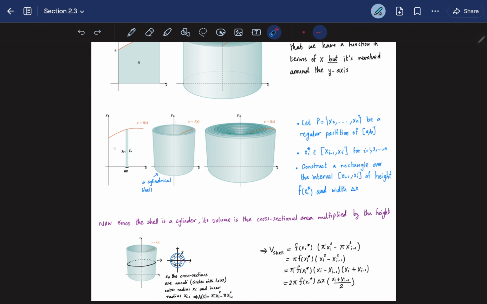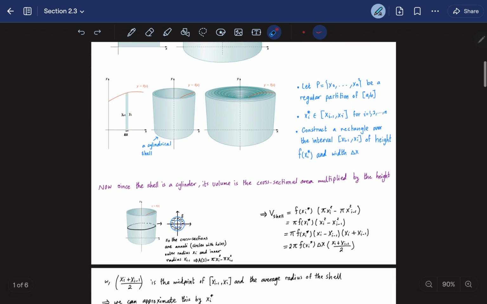Now, if we take the whole region and I take different rectangles and I do the same process of revolving around the y-axis, I'm going to get the same exact shell for each rectangle. So this will create different cylindrical shells for the solid that we have. So here, taking the same things that we did before, we have a regular partition, we have a point in each subinterval, then we construct a rectangle over that subinterval with height f of x i star and width delta x.